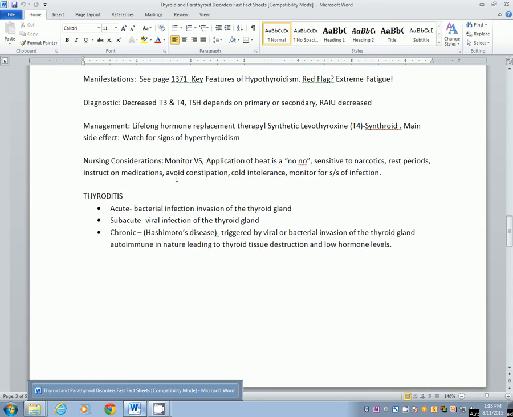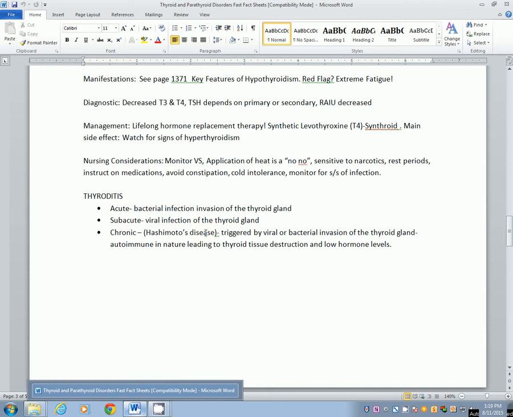Management is lifelong hormone replacement therapy with something like Synthroid. The main side effect you want to watch for is hyperthyroidism that can result. Nursing considerations, you want to monitor vital signs. Application of heat is a no-no. They are very sensitive to narcotics, so you have to be very, very careful. They can have weight gain as well, so you have to watch them for weight gain. Rest periods, instructional medications, avoid constipation, cold intolerance, and monitoring for infection. Okay? So as long as they take their medicines, they usually do fine as long as they stay on that for life.